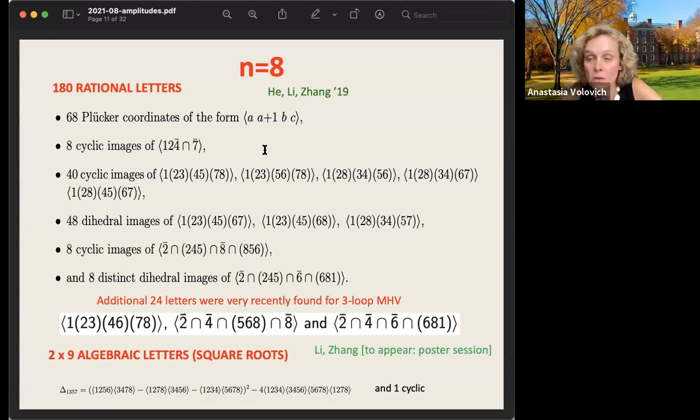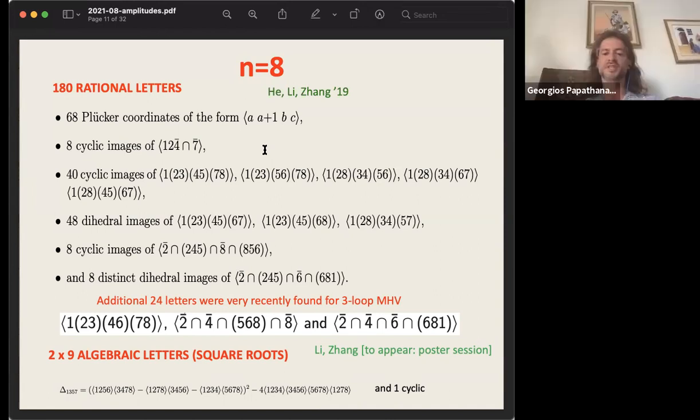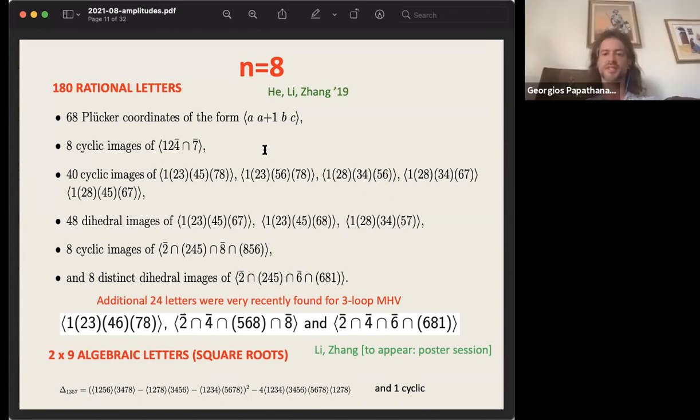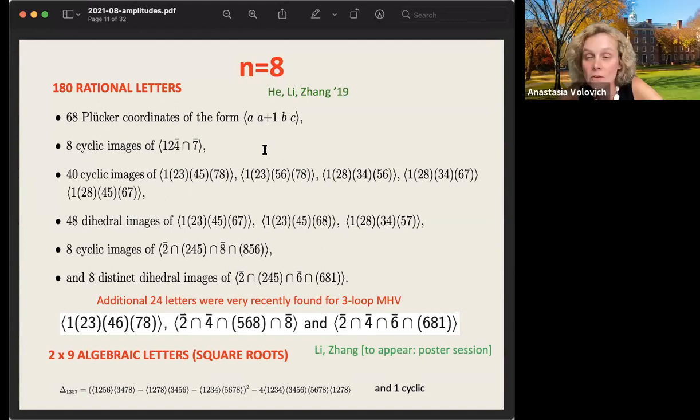Were they there in the tropical Grassmannian literature by Yorgos? Were those letters on your list? Sorry, what is the question? Were these two letters on your list? This is something that has not been checked yet, but we certainly have a much larger list of letters. So, are they on your list or not?